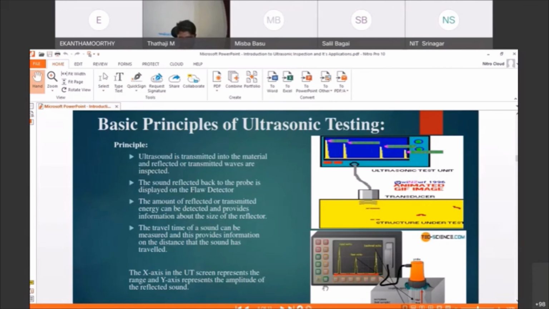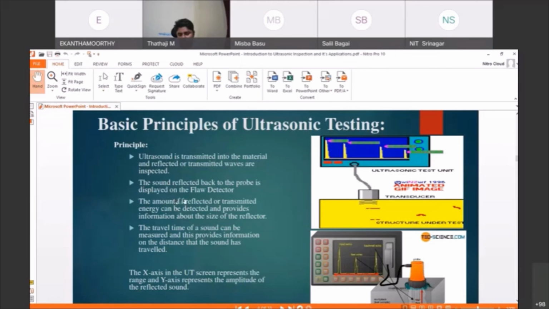In the ultrasonic flaw detector, the x-axis is time or distance, and the y-axis is amplitude. When we detect the defect signal, we analyze it in the flaw detector. We look at the echo dynamics, and based on the echo dynamics we decide what kind of characteristic it is, like lack of fusion or porosity. Basically, we measure the amount of signal we are receiving, and the travel time of the sound can be measured. This provides information on the distance the sound has traveled.